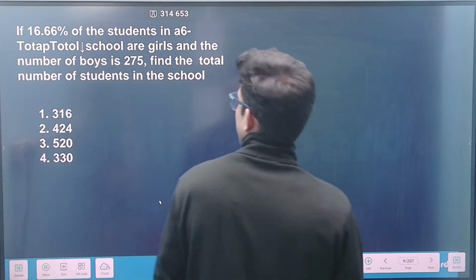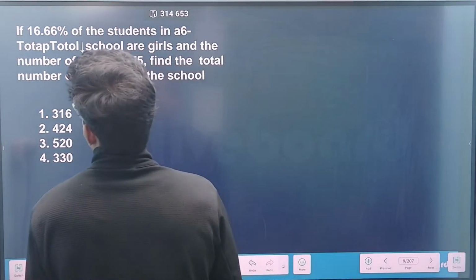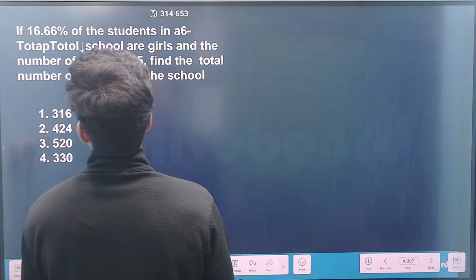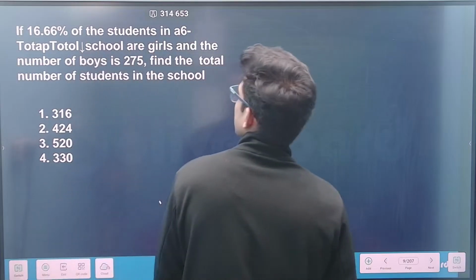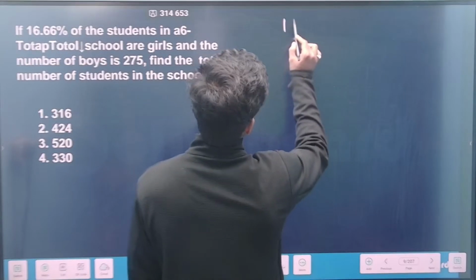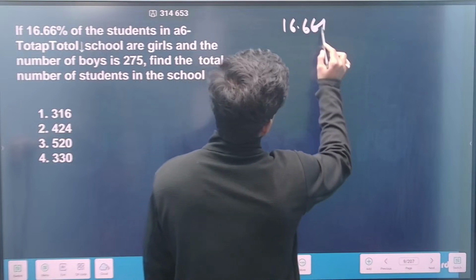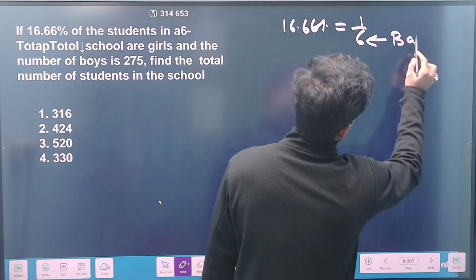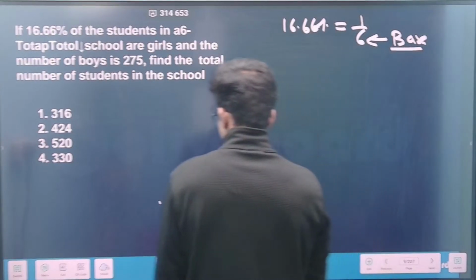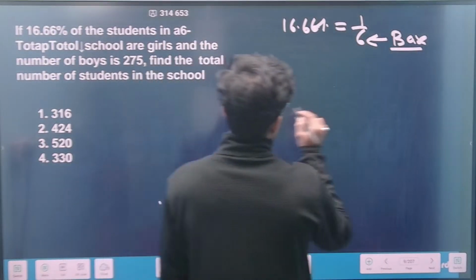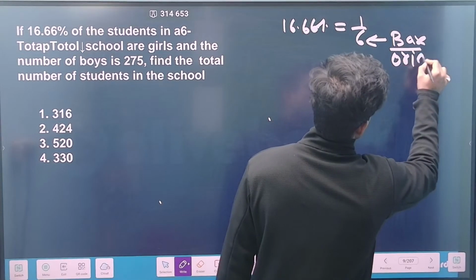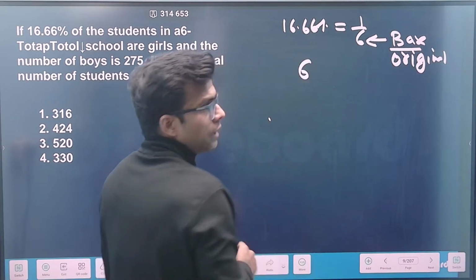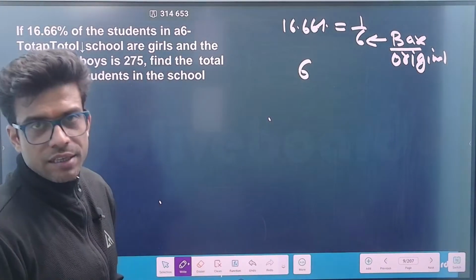Let me solve this one. So if 16.66% of the students in a school are girls and the total number of boys is 275, okay, fine. So they are saying that 16.66% means 1 by 6. This is my base, correct? This is my base, or I would say this is my original value. So my original is 6.